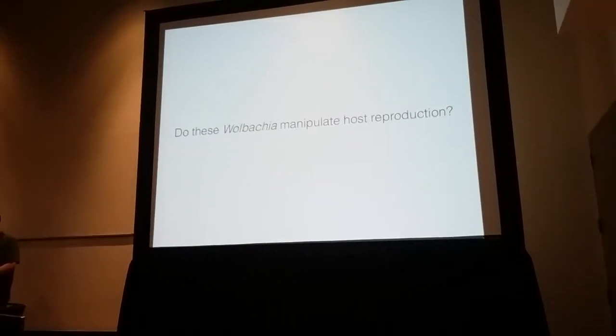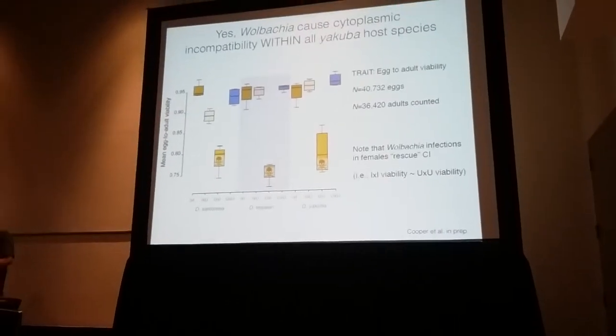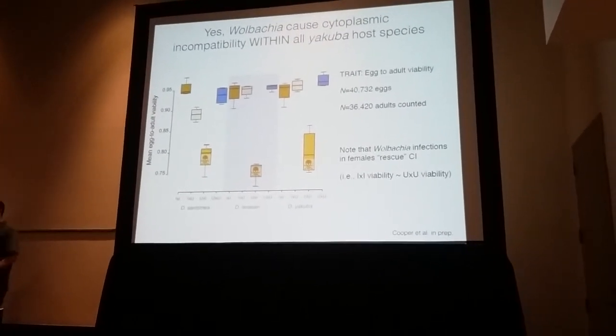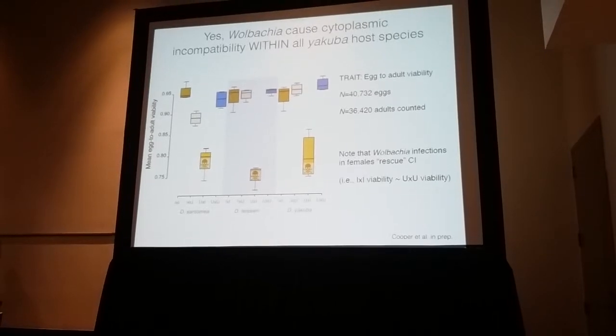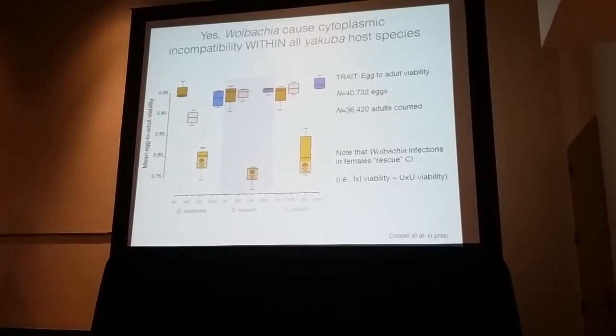So do these Wolbachia manipulate host reproduction? We conducted large-scale experiments to look for cytoplasmic incompatibility. And what we find is they do. What you'll see here on the x-axis are all 3 species first, and for each of those 3 species we have all 4 possible crosses.